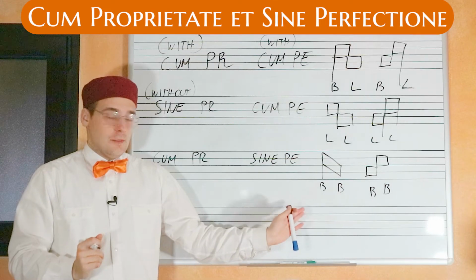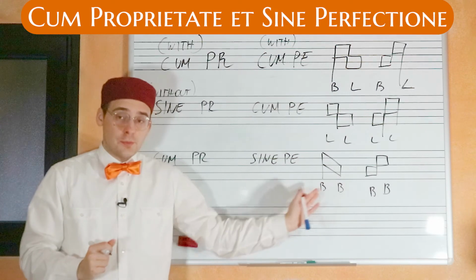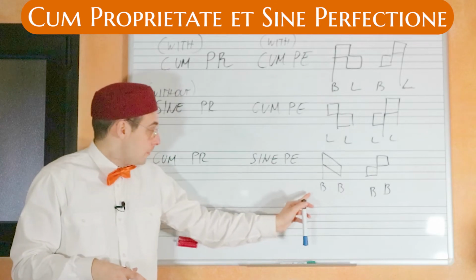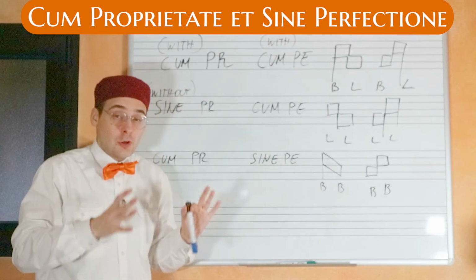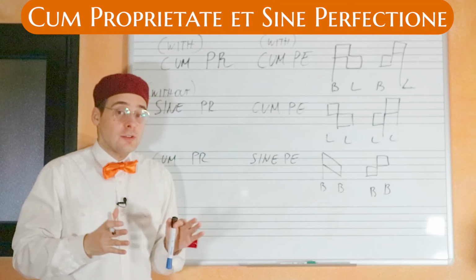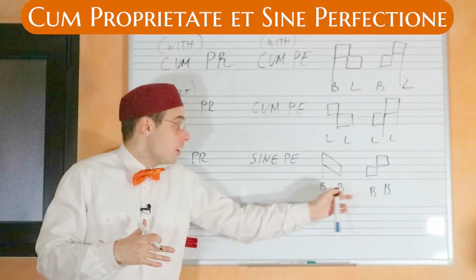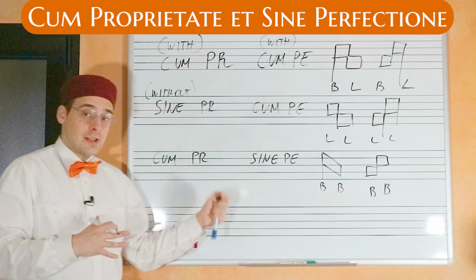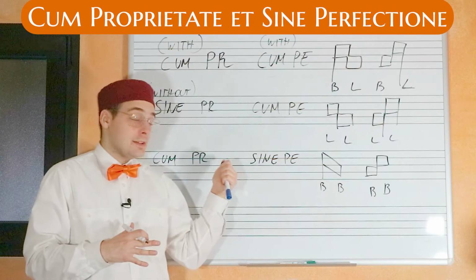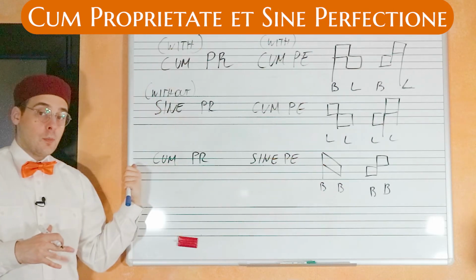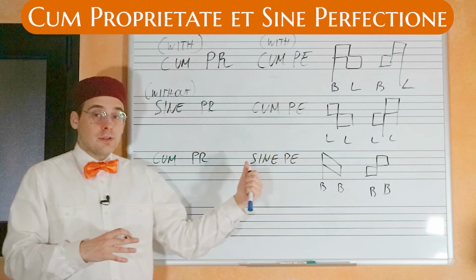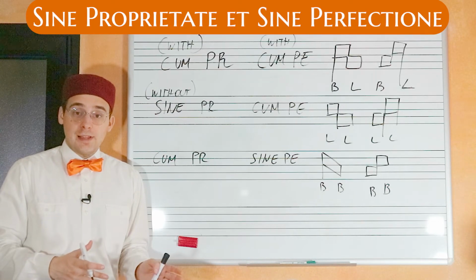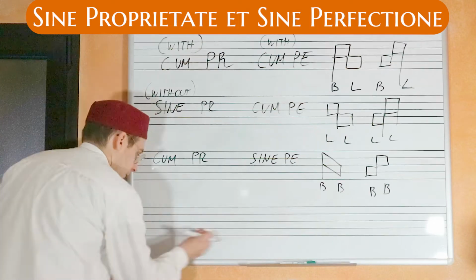As you can see in the following two examples, the first note is brevis, but the second is also brevis, so I have the propietas because the first note is brevis, but I don't have the perfectio, because the second note is brevis and not longa. For this reason, this case is cum propietate, but sine perfectione, with propietas, but without perfection. The fourth case is sine propietate et sine perfectione.